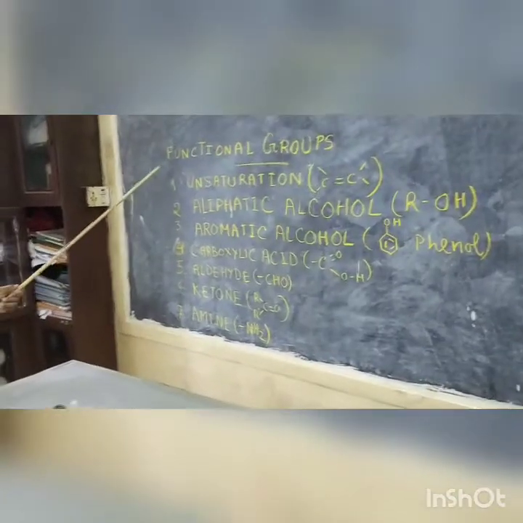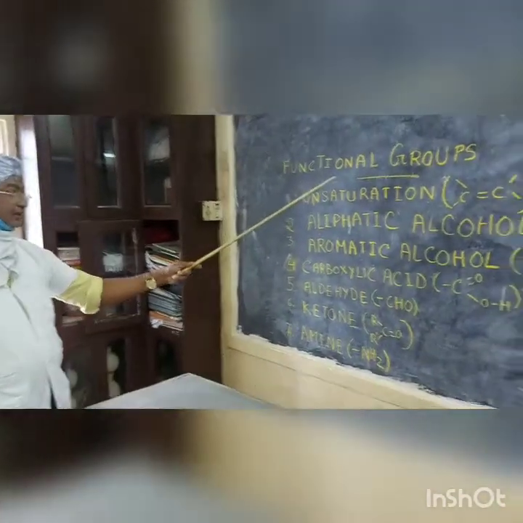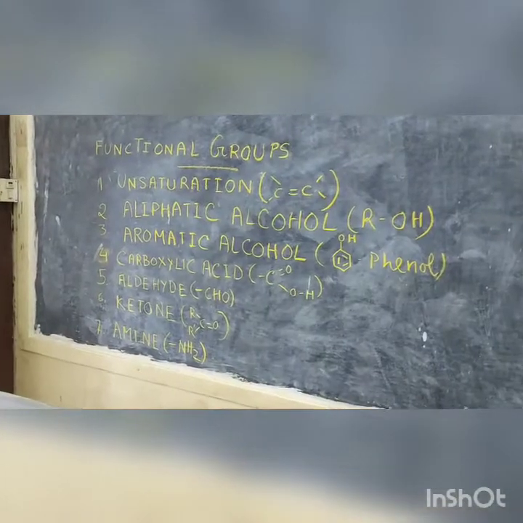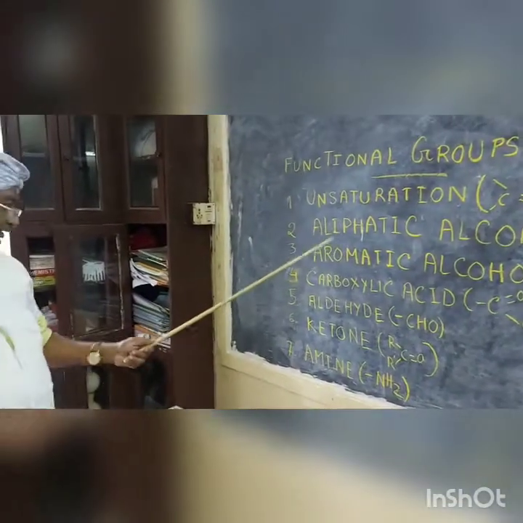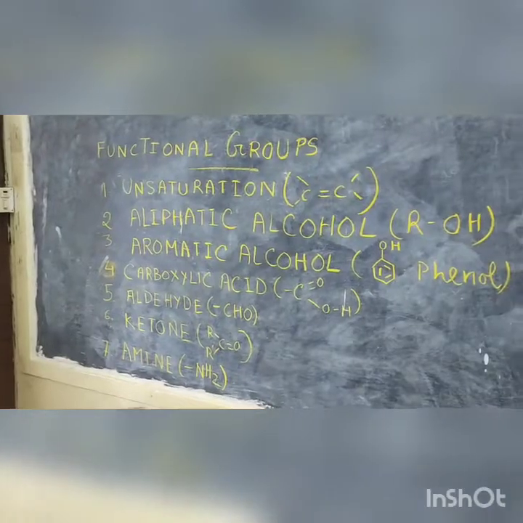Well, dear learners, today I would like to show you the identification of functional groups, class 12 syllabus. So functional groups are there, 7 functional groups we have got in your syllabus.